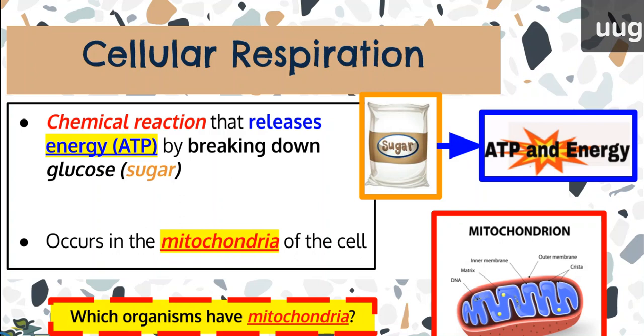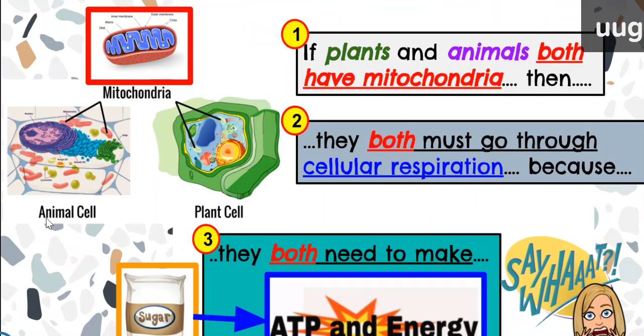But animals aren't the only organism to have a mitochondria. Plants and animals have a mitochondria, which means plants and animals do respiration. Respiration is the process of making usable energy. And since energy is a characteristic of life, all living things need to be able to make and use energy.